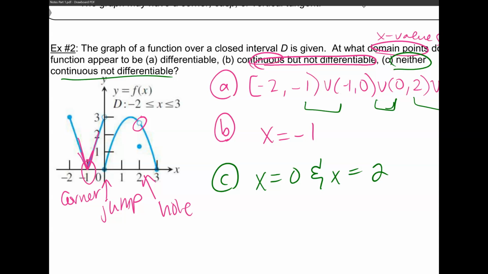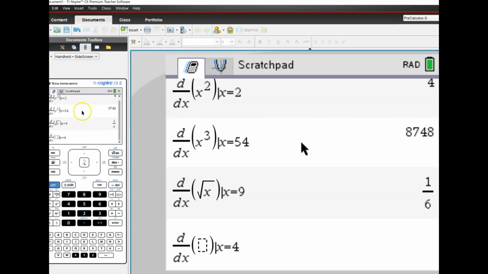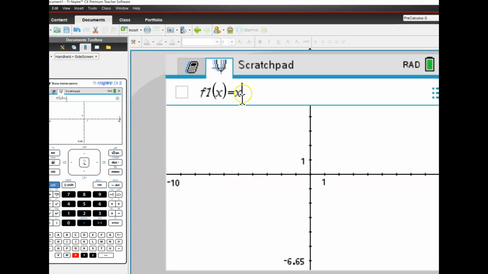So these questions on example 3 are the calculator okay problems. These are ones like I'm giving you on the quiz. So y equals x to the 4/5. What you can do is graph it and see what we get. So I go to my graph. I want x to the 4/5 power.